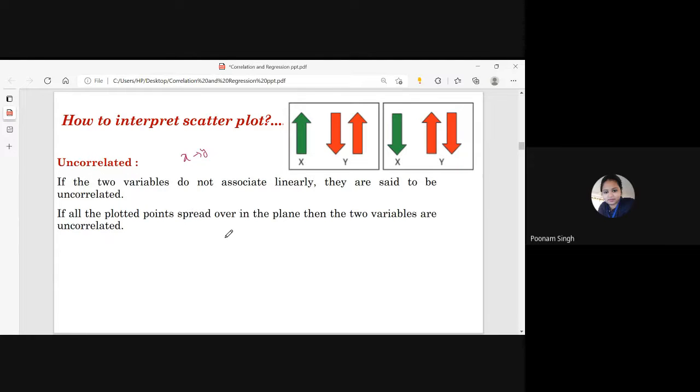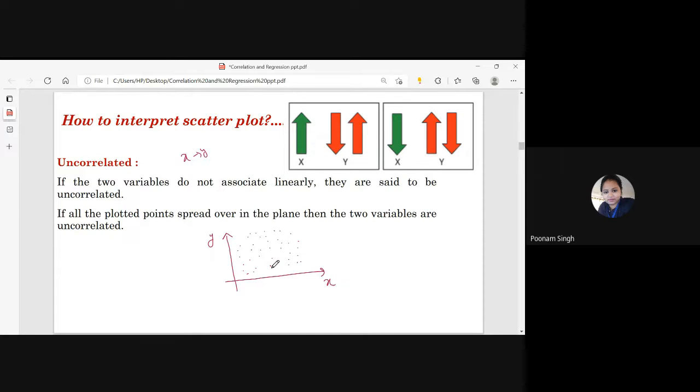So when you plot x and y, both the variables, on the xy axis, if your points or dots are scattered over the xy plane, if they are spread over the plane and no such type of band is formed, then the two variables are said to be uncorrelated.